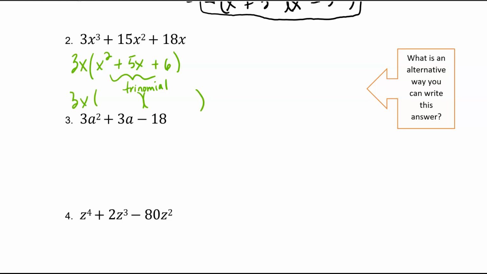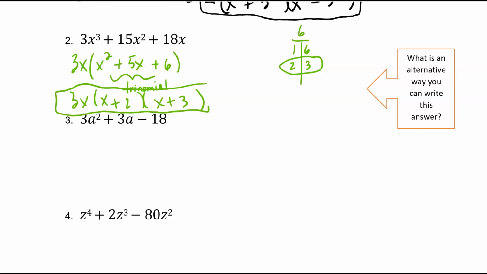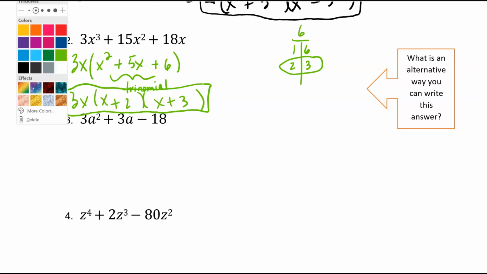Sometimes it's not. But in this case, are there factors of 6 that add up to 5? Well, we have 1 and 6. Does that add up to 5? No. But 6 also has factors of 2 and 3 that actually work. So we have x plus 2, x plus 3. So the final answer is 3x times x plus 2 times x plus 3.